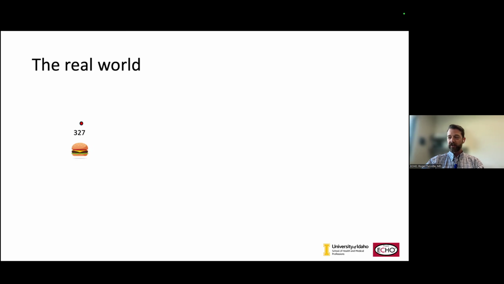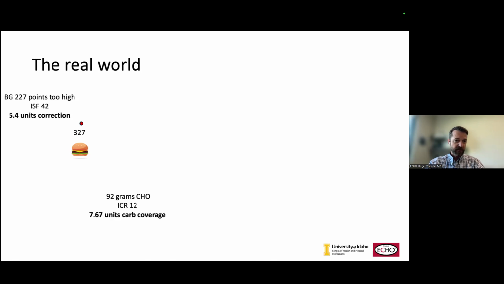Now, those were all idealized numbers, right? So in the real world, the problem is the math gets much more difficult. So we start picking some random numbers, like a blood sugar of 327, and maybe they're having 92 grams of carbohydrates, and maybe the carb ratio is 12, and that computes into some decimals, which are no fun to deal with and present practical problems in patients who can only take insulin in unit increments. And so for the correction here, the blood sugar is 227 points too high, and maybe their correction factor is 42, so that's 5.4 units. And so you add all this up, and now you're at a little over 13 units of insulin in this situation.